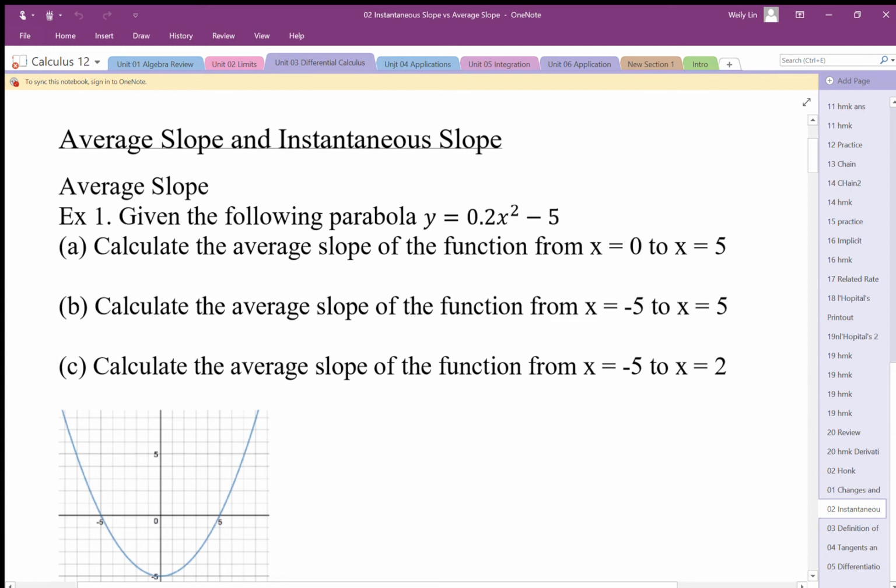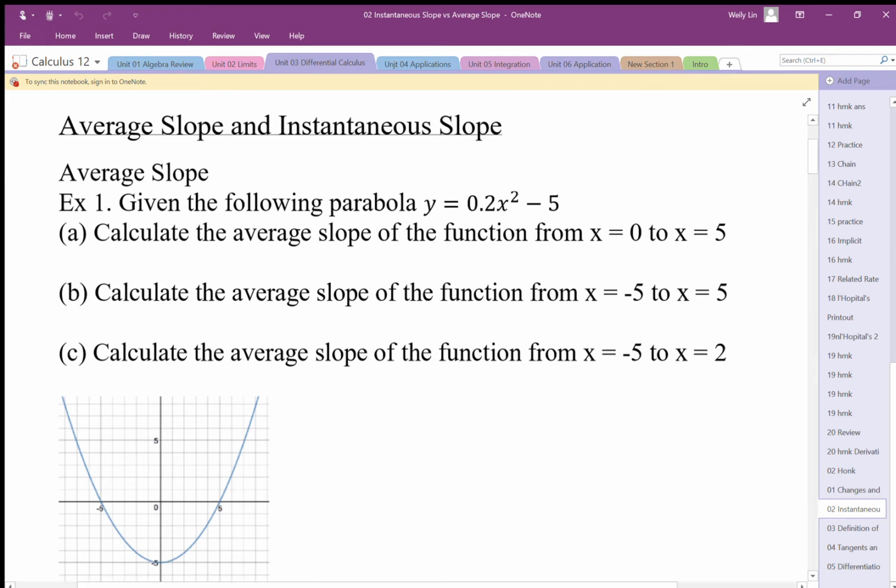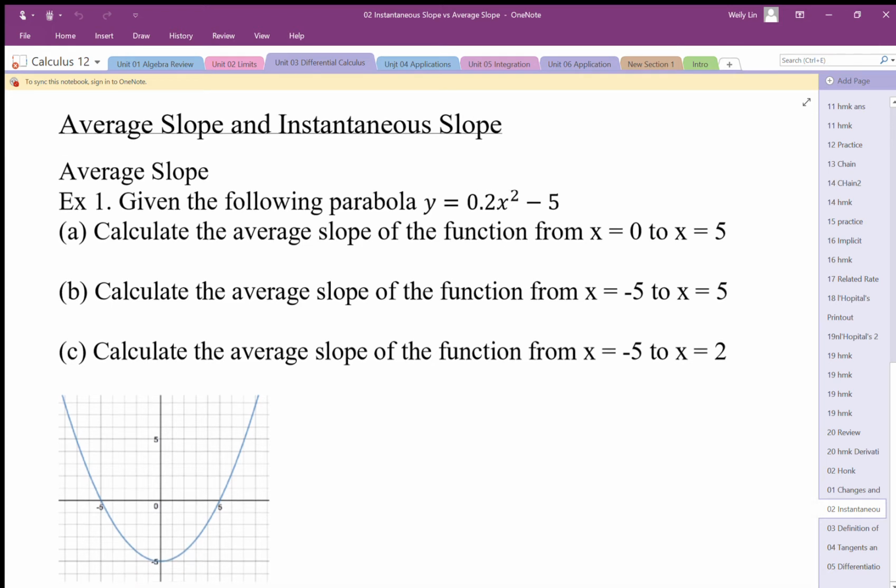So previously we looked at changes in rates of change. Essentially, in rates of change, we're really looking at slope. So what we're going to do is look at the difference between average slope and instantaneous slope. Average slope is basically the slope of the line between any two points. We can find the slope of that by using rise and run, whereas instantaneous slope would be represented by a tangent line.